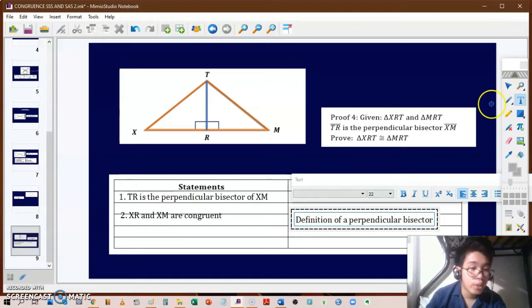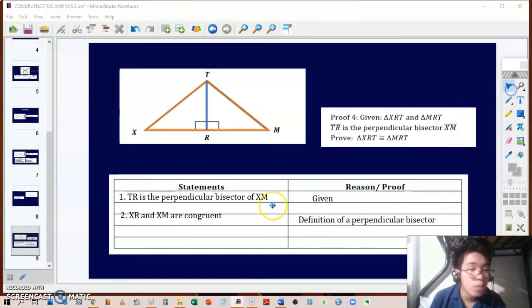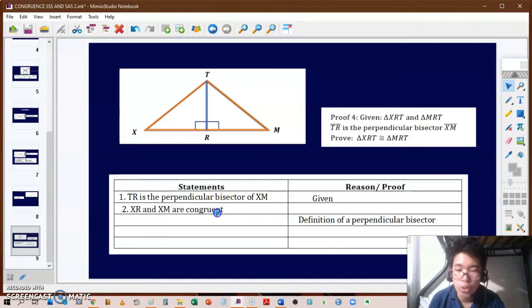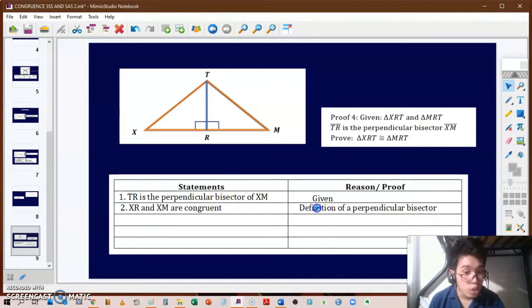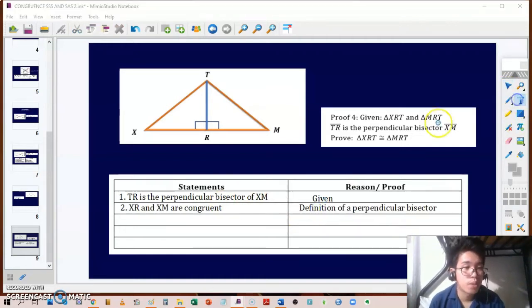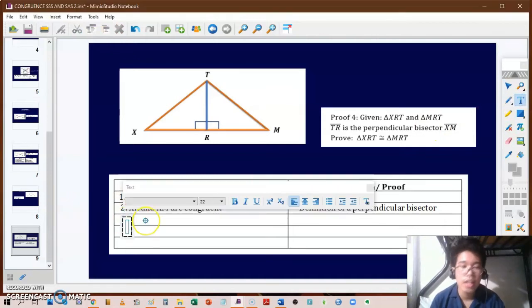Okay, so this is how we write our proofs. Again, you can use your laptop, your electronic gadget or your smartphone, and you can also use your paper and pencil if you're used to that. But since we're in a technological age, I encourage you guys to use your laptop in writing your proofs for this theorem.